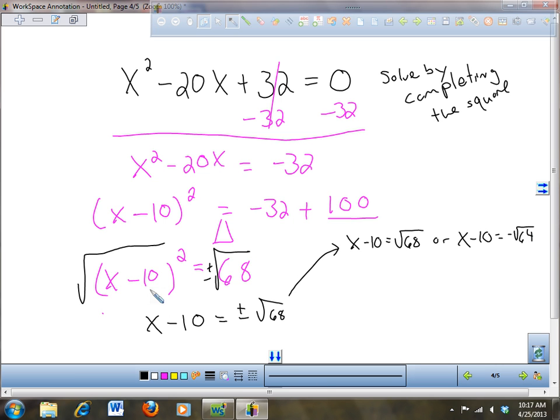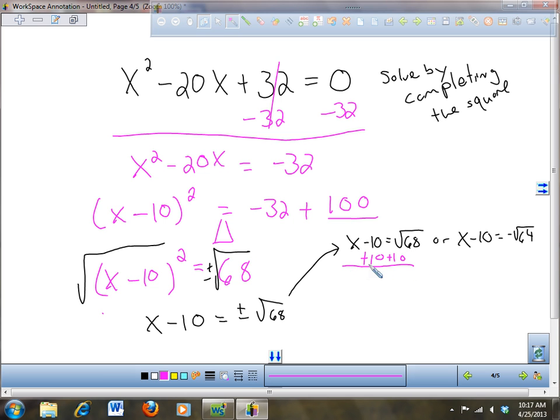And then I need to get the 10 over onto the left side. Okay? How do I get the 10 over to the left side? How do I get this 10 over to here? Add 10. I'm going to add 10 to here and add 10 to here.